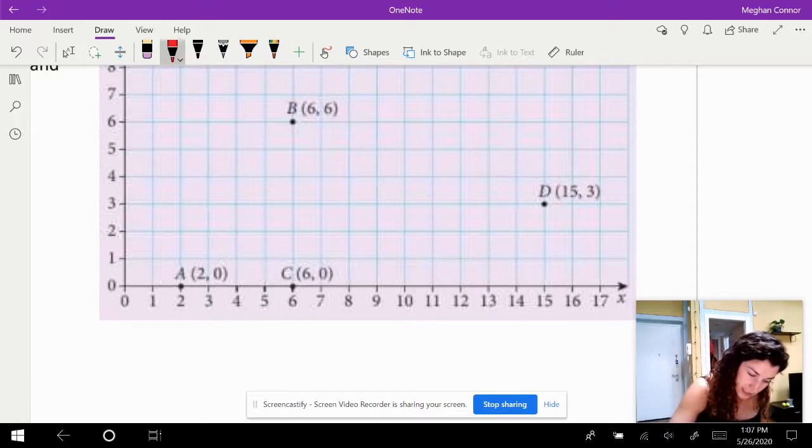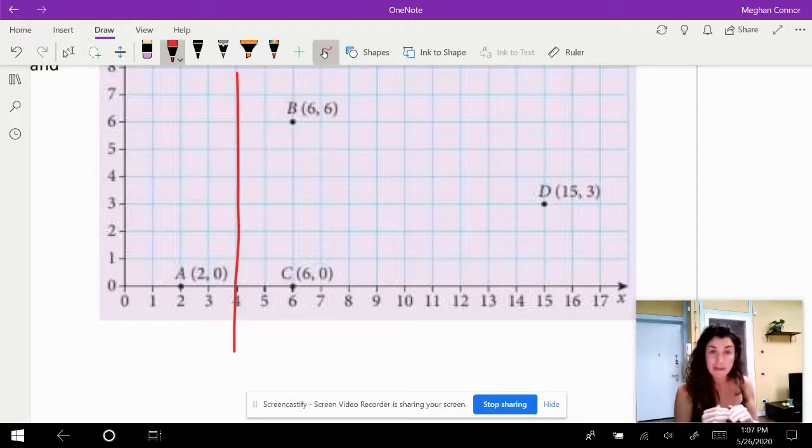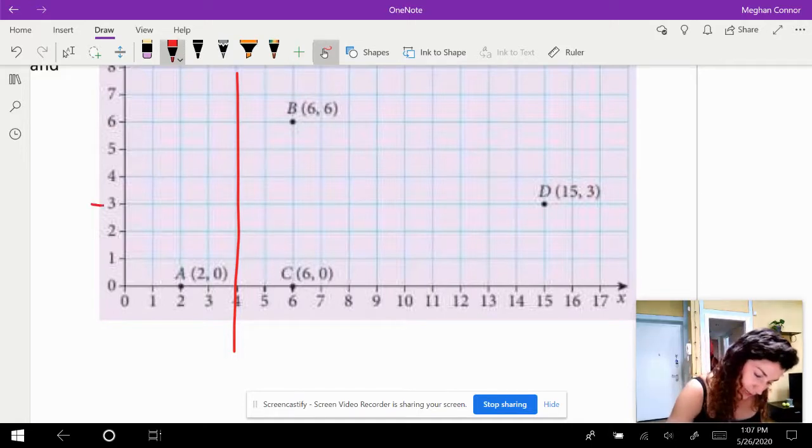So drawing that in is right here. Between B and C, it's going to be a horizontal line. So it's going to be y equals a number, and halfway between 0 and 6 is 3. So we've got this guy right here.